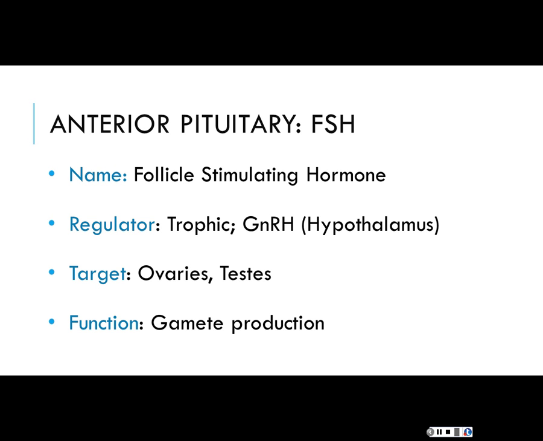So wait, which one comes first, maturing or the production? Depends on the female. In the female, the oocytes are already paused in metaphase, getting ready to go into meiosis 2. So they're paused, they're already made. So we just have to mature them. And the male, they need to be produced and matured. So it depends on the gender.